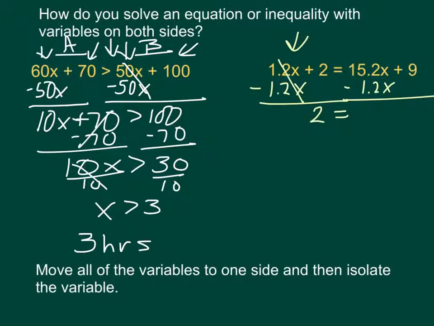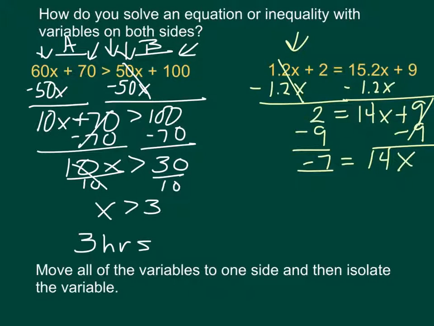So 15.2x minus 1.2x gives us 14x plus 9. Now let's move our constant. We're going to subtract 9 from both sides. We have a positive 2 combined with a negative 9 gives us a negative 7 on this side equals 14x on the right. Divide by 14 on both sides to isolate your variable, and you get negative 1/2 equals x. Flip it around and x equals negative 1/2.